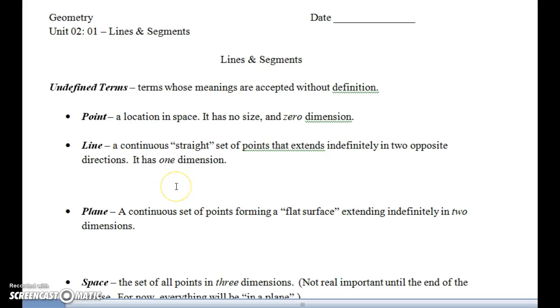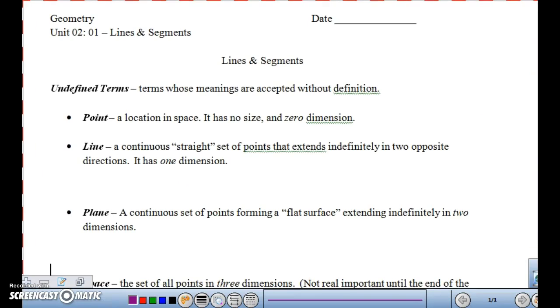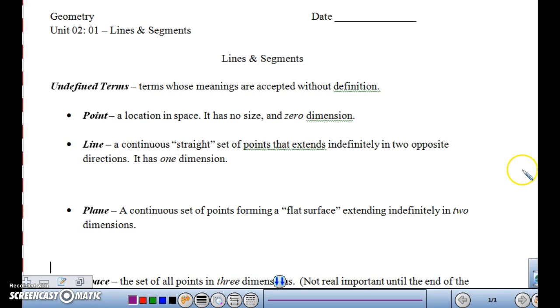The first one in geometry is a point. A point is a location in space. It shows where something is. It has no size and it has no dimension. So when you see a point, it's usually just a dot, and there's usually a letter attached to it. So this would be called point P. Now it can be on a coordinate plane, it can be on a flat surface, anywhere that you have a point, but it has no measurement. It's just a placeholder basically.